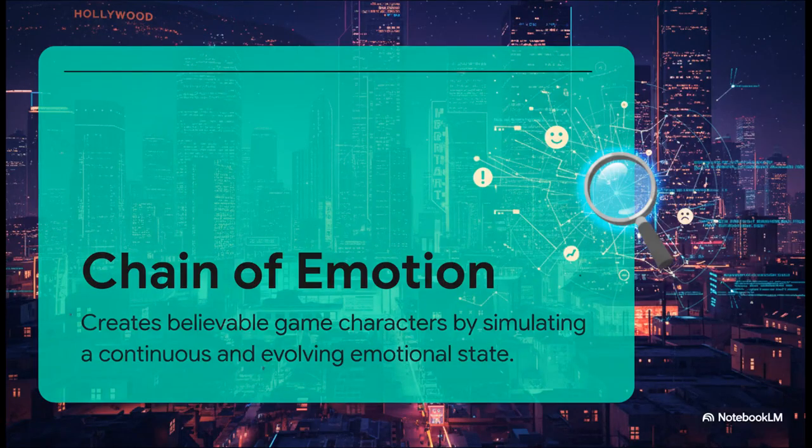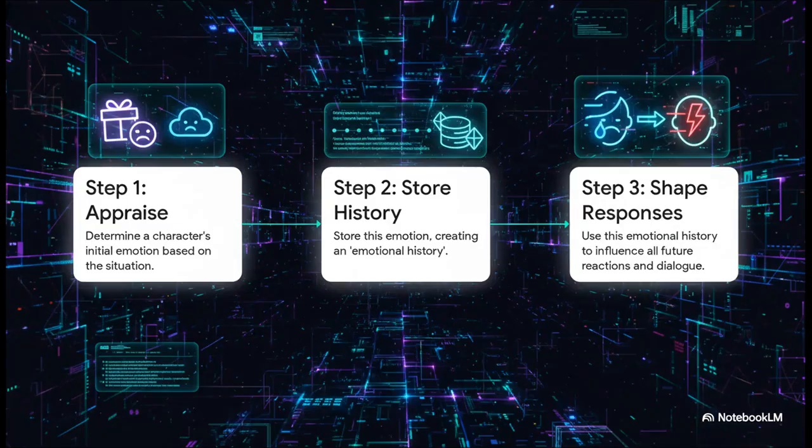And that brings us to our final tool, chain of emotion. This one is really for the creators out there. The game developers, the writers, the storytellers. It's a fascinating method for giving digital characters a believable inner life and emotional memory. Here's the gist of how it works. First, using what's called appraisal prompting, the AI figures out how a character should feel based on what's happening. So let's say a character receives a thoughtful gift. They feel happy, right? Okay, step 2. That happy feeling gets stored as part of their emotional history.